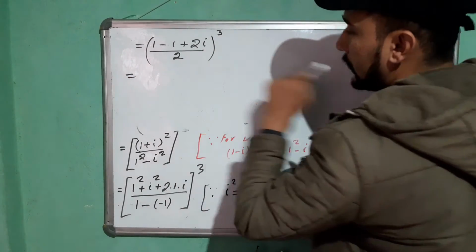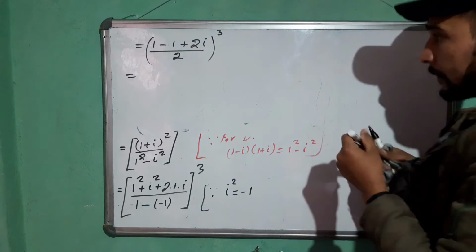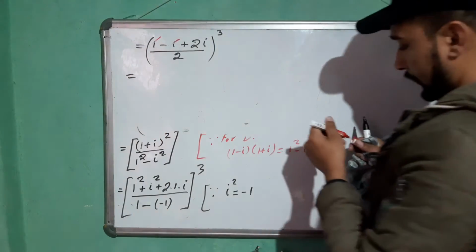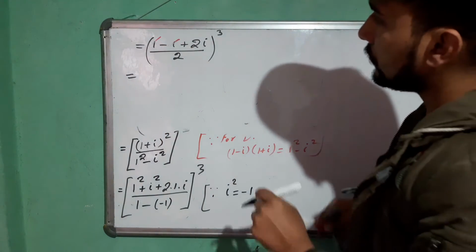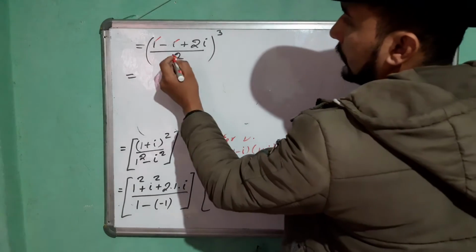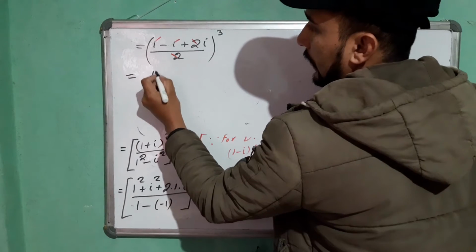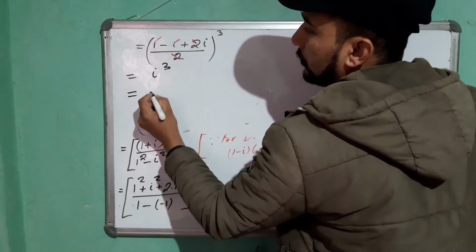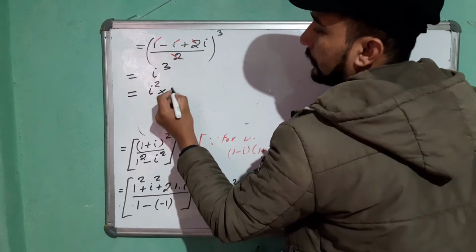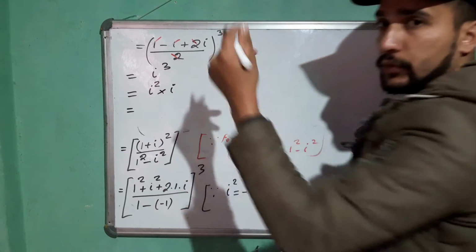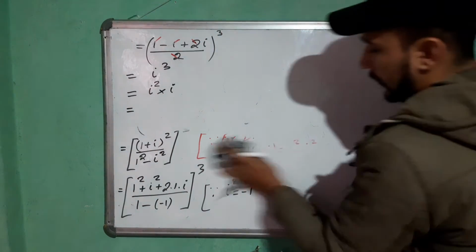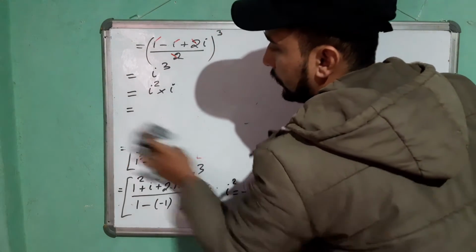Okay, this and this gets cancelled. You can cancel this and this, isn't it? And this also you can cancel. 2 and 2 gets cancelled. So you got i cube. i cube means i square into i. I have explained you in previous video, so you watch that video. Okay, I'll not explain once again here.